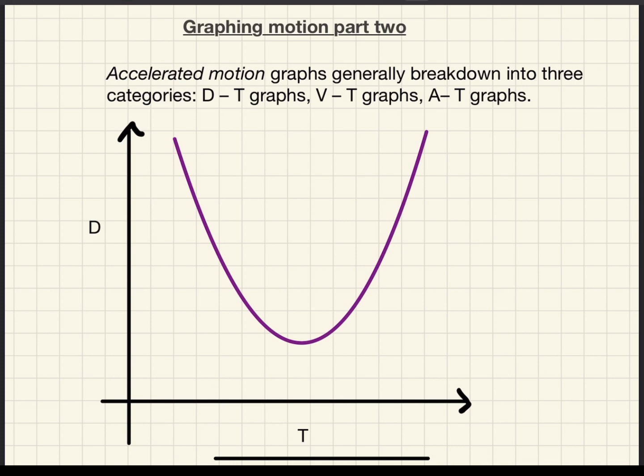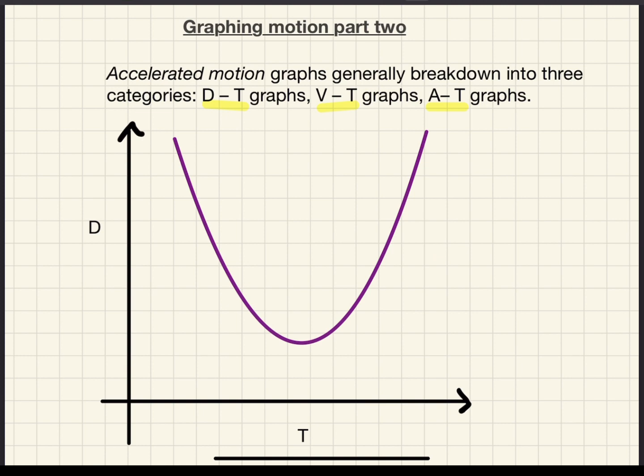So accelerated motion graphs generally break down into three categories. You've got dt graphs, vt graphs, and at graphs. We mean for dt, it's distance or displacement and time graphs. For vt, it's velocity-time graphs or speed-time graphs. And at would be acceleration-time graphs.